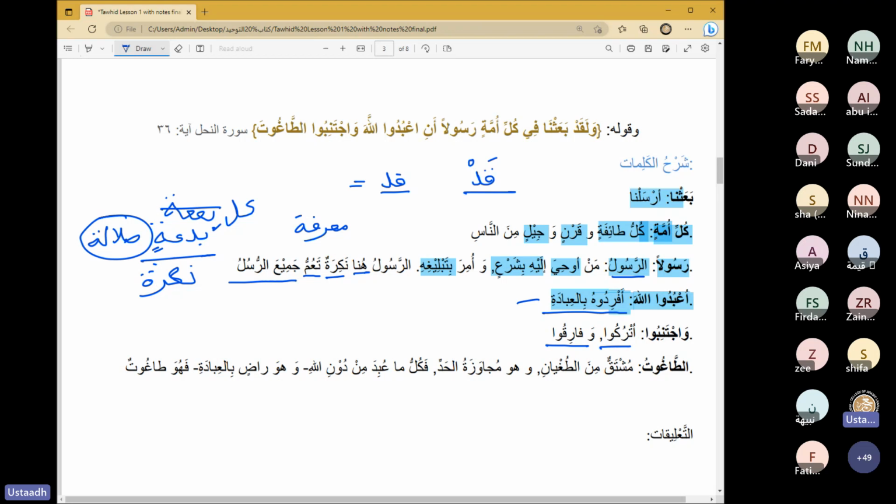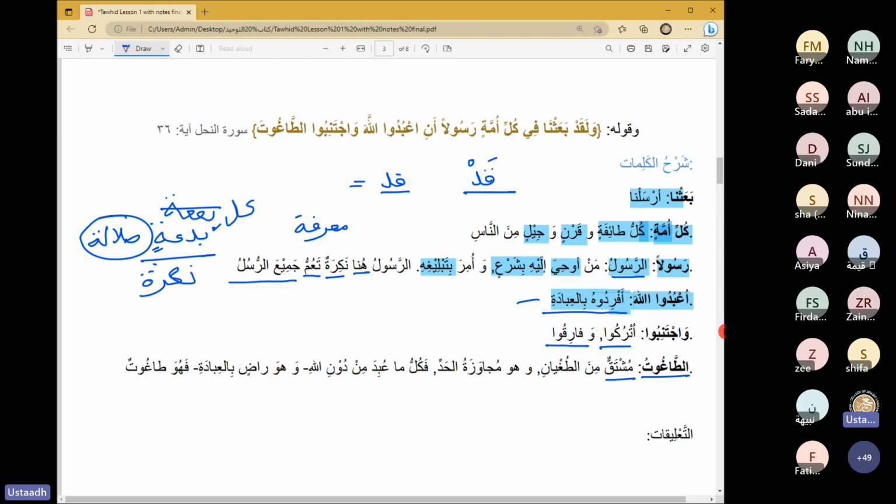At-taghut is mushtaq. We see this word mushtaq many times as well. Mushtaq means derived, from at-tughyan. So the word at-taghut. Farraqa means to distance yourself from, remove yourself from something, to separate. So the ayah, let's go through it.